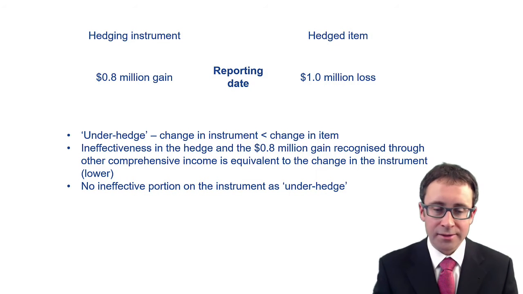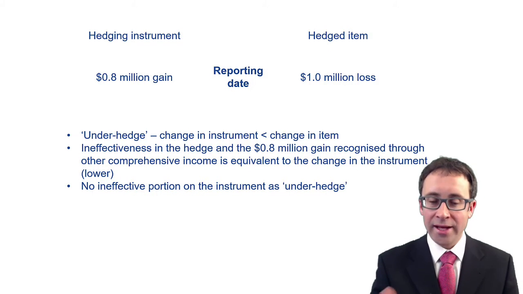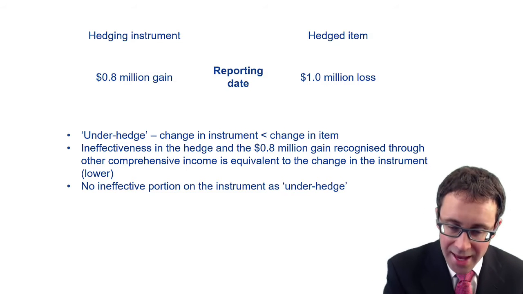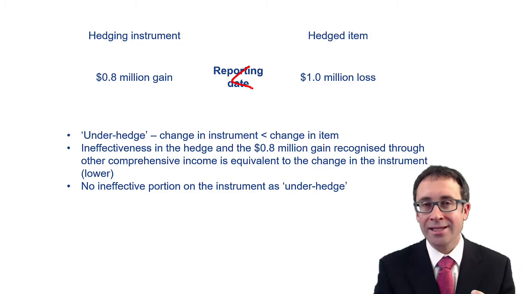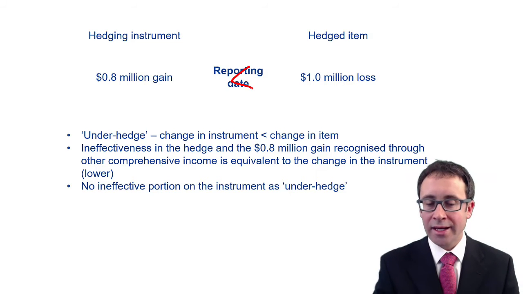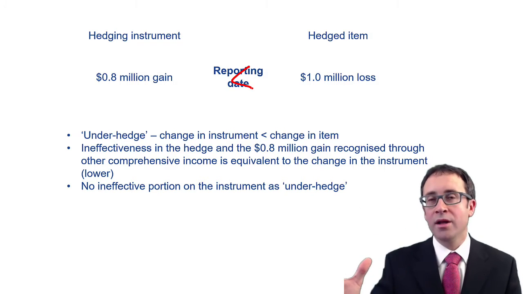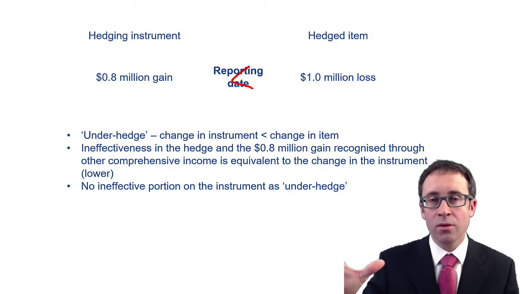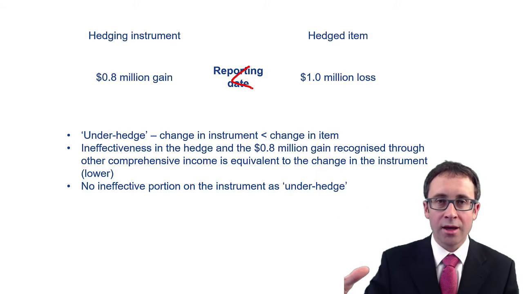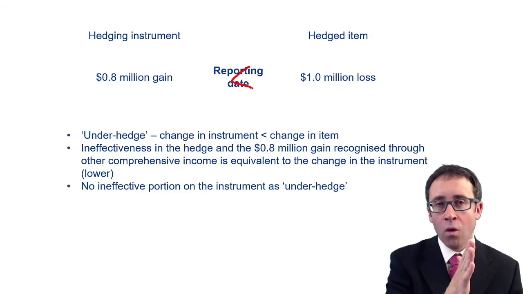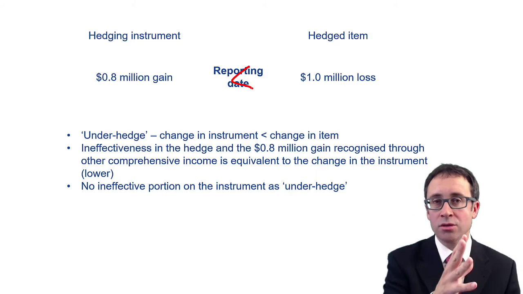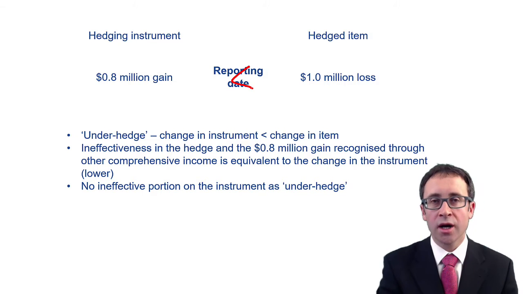What have we got here? We now have an under hedge scenario whereby the gain on the instrument, so remember the derivative, is less than the loss on the item. So the $1 million loss on the item all goes to OCI, and because we are under hedged, all of the gain as well on the instrument also goes to OCI.